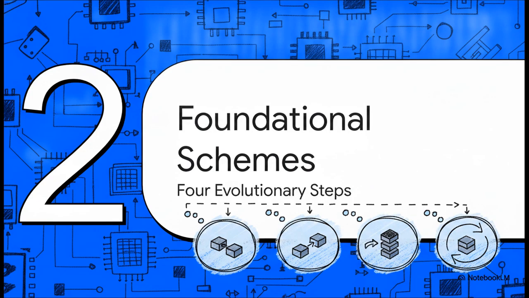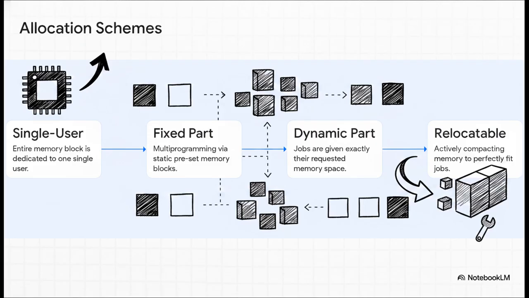Section 2. 4 foundational allocation schemes. Let's explore the chronological steps computer scientists took to solve this RAM bottleneck. We're looking at single user, fixed partitions, dynamic partitions, and relocatable dynamic. These 4 schemes represent an evolutionary narrative arc. As we go through them, you'll start to see a pattern. Each system was basically invented to solve the critical failure of the one that came before it. We start simple and gradually add complexity to gain efficiency.